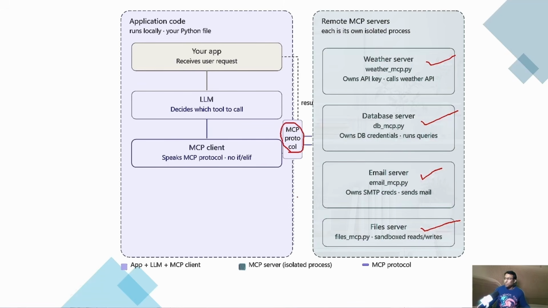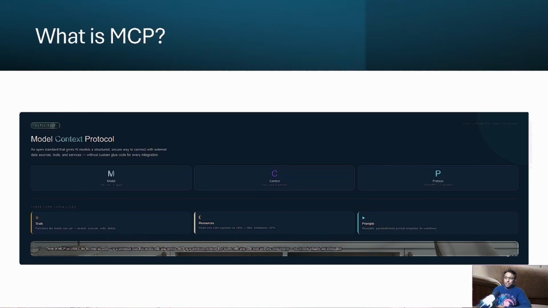Now we'll understand what MCP is. We'll look into the definition of MCP. MCP is an open standard protocol that helps AI applications connect to tools or data sources in a clean and structured way, instead of building everything into the application itself. In a single line, MCP standardizes how LLMs interact with the outside world.